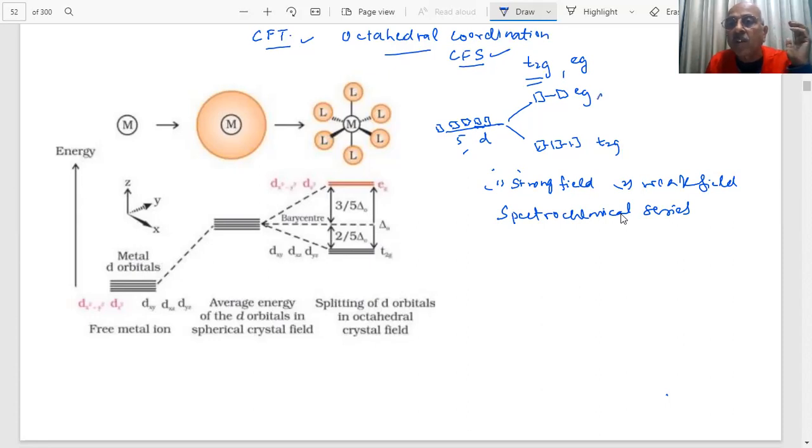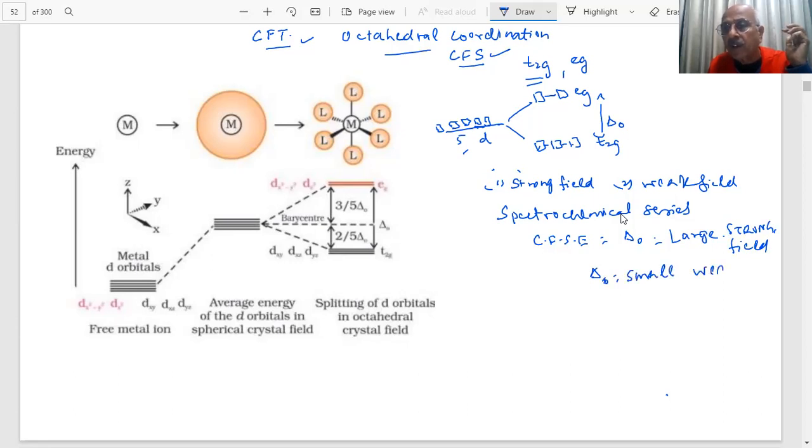The delta O for them is large. Delta O is the splitting energy. So the crystal field splitting energy is called delta O, and this is large for strong field ligands and small for weak field ligands. This we already know, weak field ligands. So there are two types of ligand: strong field and weak field.